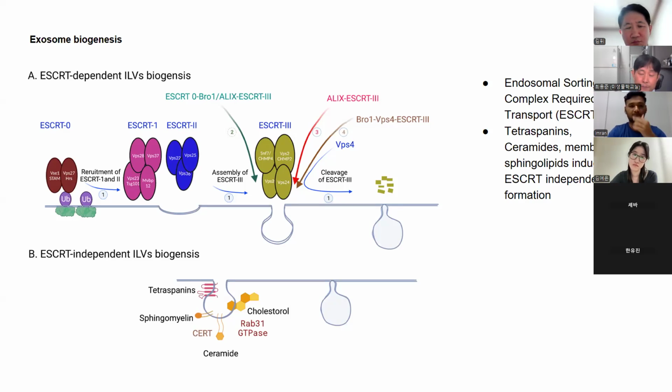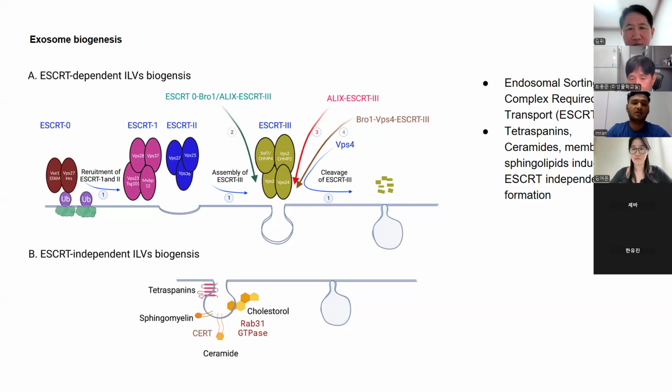Okay, thank you. ILV biogenesis is either ESCRT-dependent or ESCRT-independent. ESCRT is the endosomal sorting complex required for transport. It has 4 protein complexes, namely ESCRT-0, 1, 2, and 3. At first, ESCRT-0 identifies the ubiquitinated proteins on the membrane, and in a series of actions, it recruits ESCRT-1, 2, and 3. ESCRT-3 will cause the invagination of the membrane, and then the VPS4 complex will cleave ESCRT-3 from that site, finishing the ILV biogenesis.